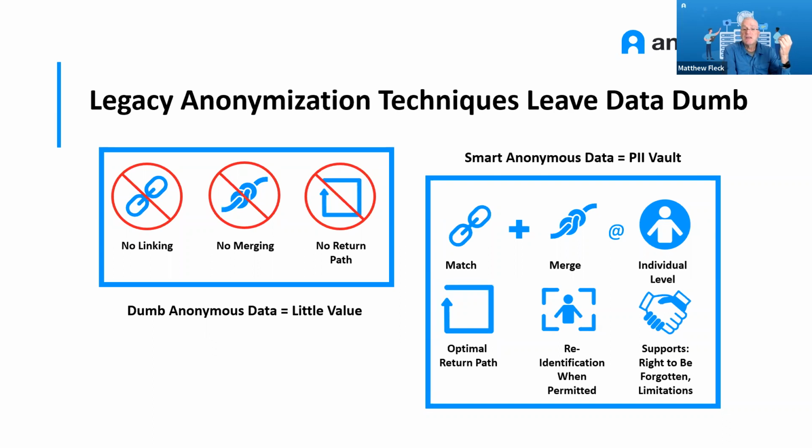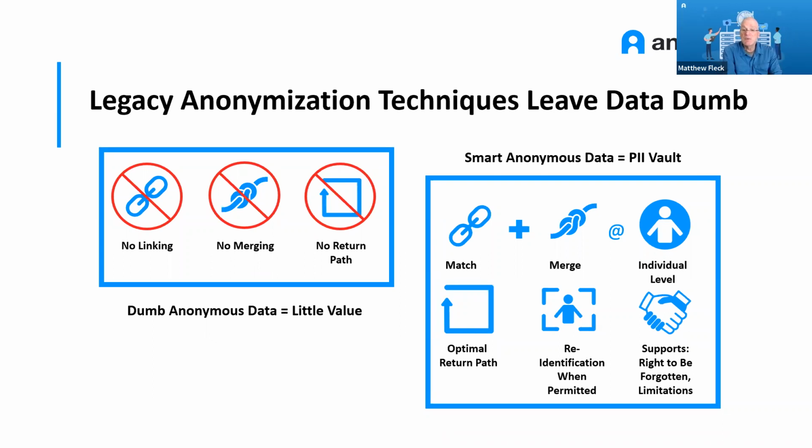Smart anonymous data is data that has been de-identified using PII Vault's patent-pending polyanonymization process. As we see with legacy solutions, your data has little practical value. It may be used for aggregation, but little else. It can't be linked, merged, or provide any sort of return path.